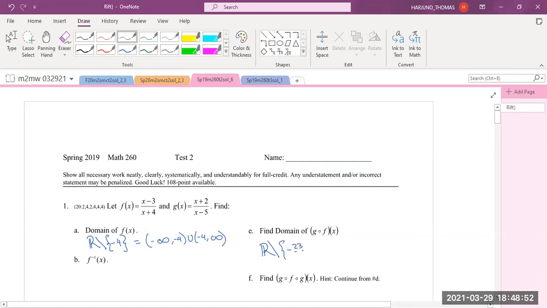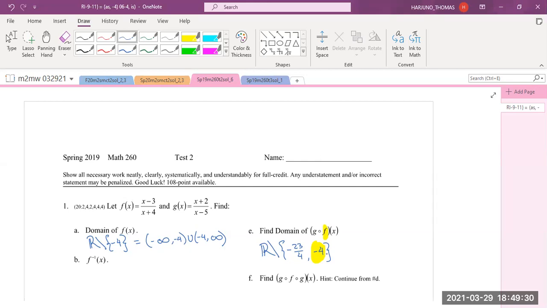negative 23 over 4. But there's one more thing we need to be aware of. The domain of this composition function also needs to exclude those numbers that you do not take in for f. In other words, you need to avoid negative 4. Yeah, negative 4 cannot even go into f, then it cannot be the input of g compose f. Is it okay?